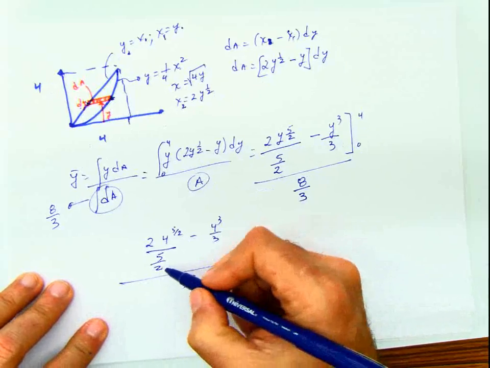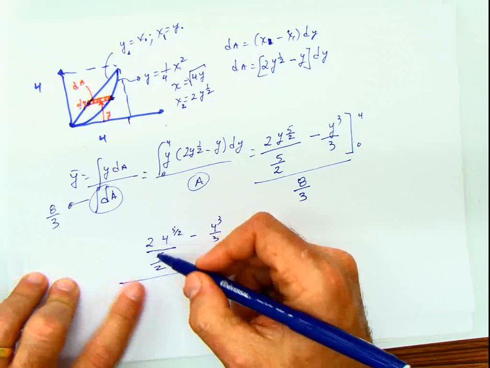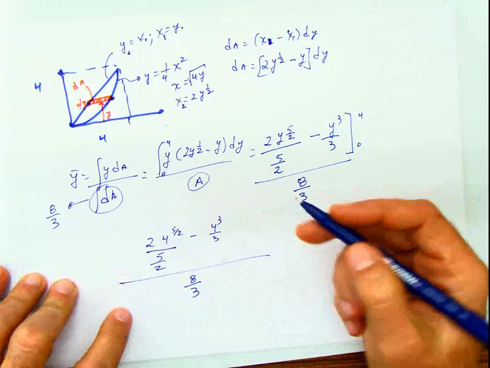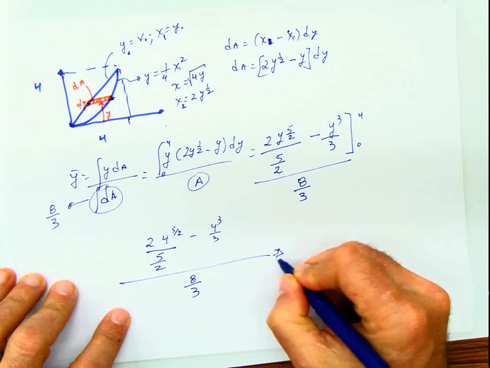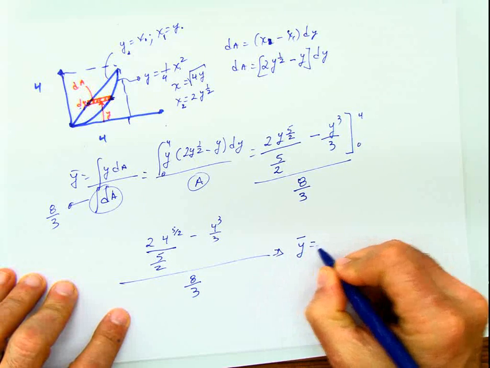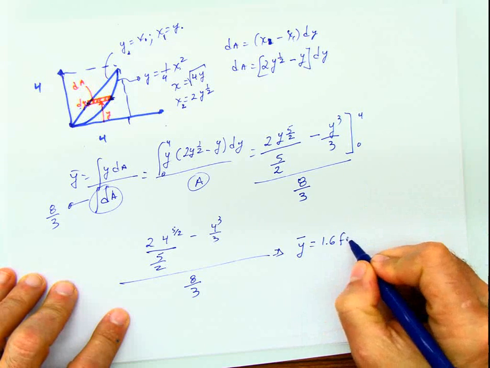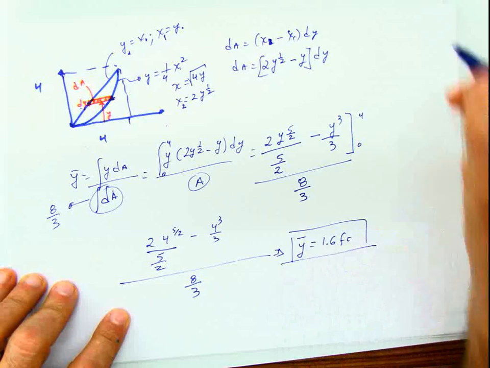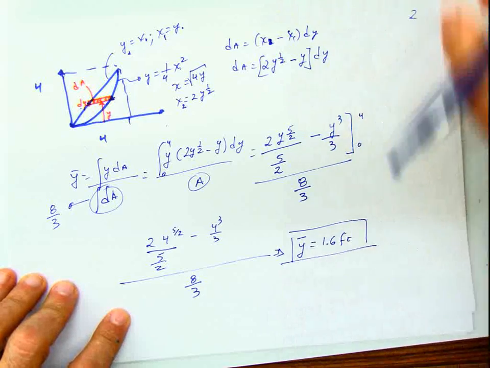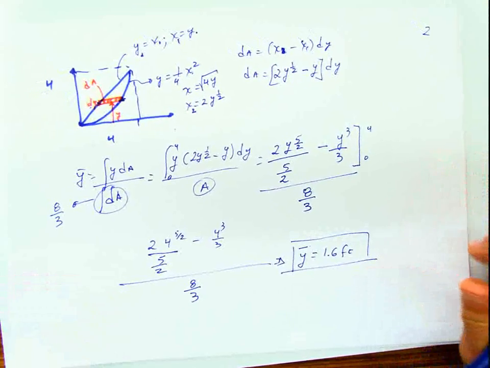This is divided by 5/2, and everything is divided by 3. I can simplify this and say it is 4/5, or you can solve it in any way that you see fit, and then your y bar is going to be equal to 1.6. Because the units that we're using are feet, this is going to be feet. This is the first way that we have for solving this problem.